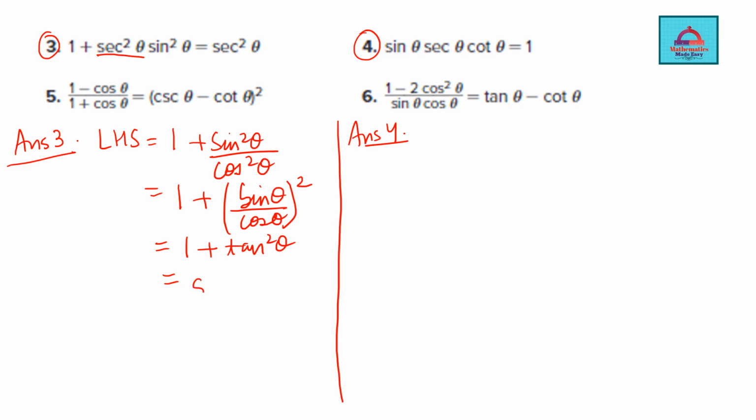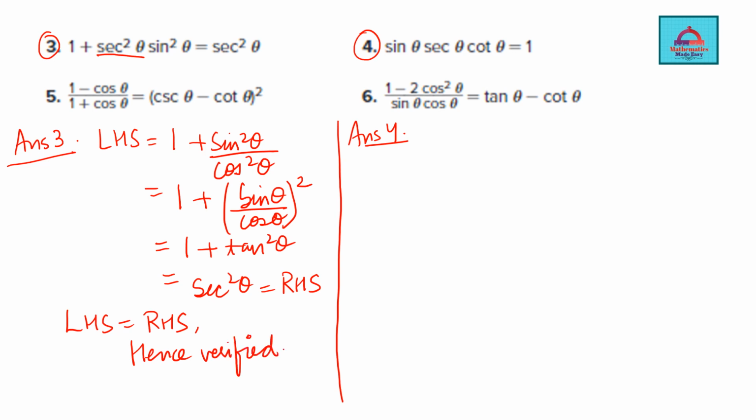1 plus tan square theta is secant square theta, which is the right side. So again, for this question, the identity is verified. So this equation is also an identity.